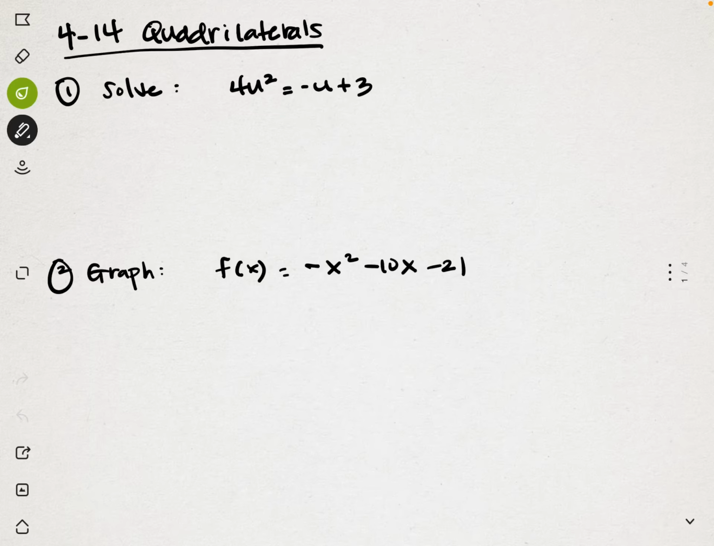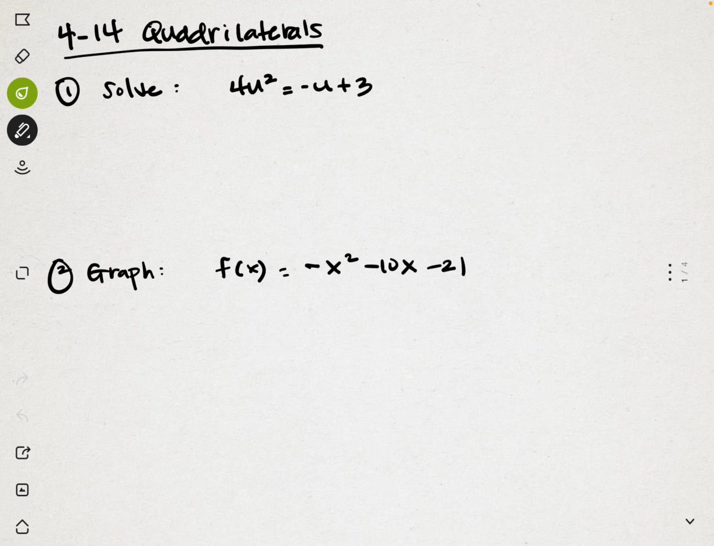Today we're looking at 4-14, quadrilaterals. Just a review of stuff that we learned earlier in the year and you guys did partially in Algebra 1, getting ready for your exam. So the first one says to solve 4u squared equals negative u plus 3.